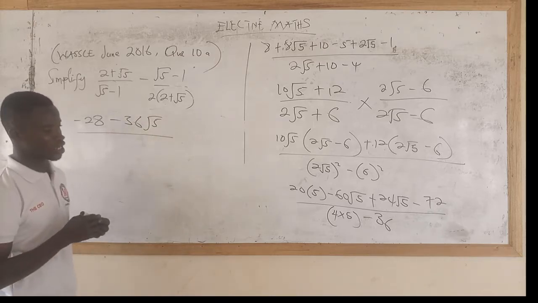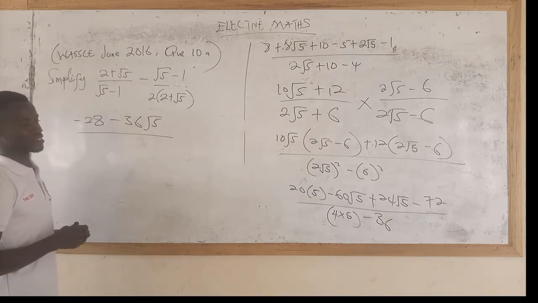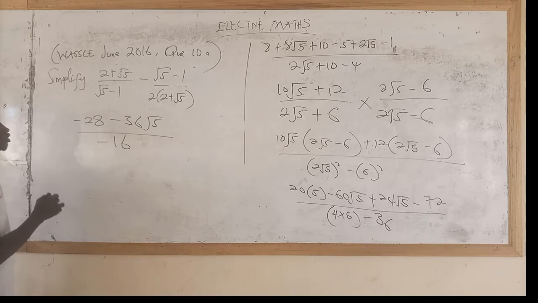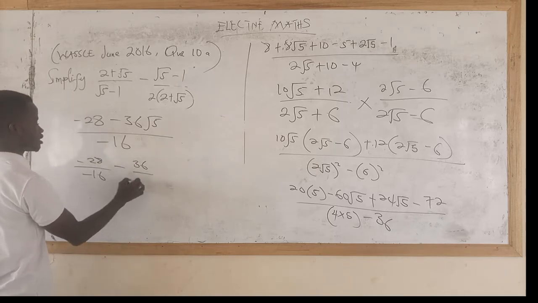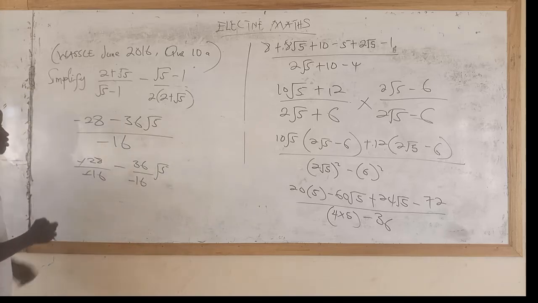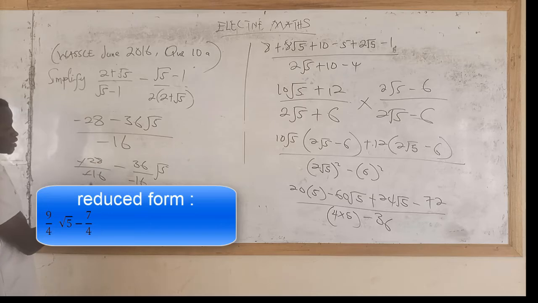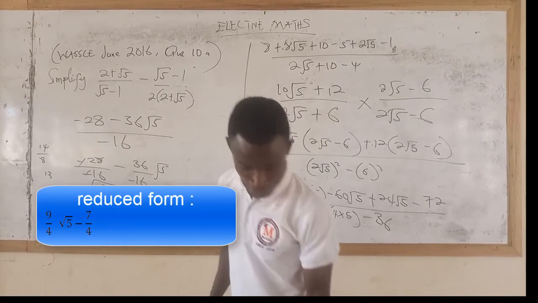All these over 4 times 5, which is 20. And 20 minus 36 is going to give you negative 16. So your final answer is going to be negative 28 over negative 16 minus 36 over negative 16 square root of 5. This will cancel this. You can reduce this. Alright, let me give you similar ones to solve.